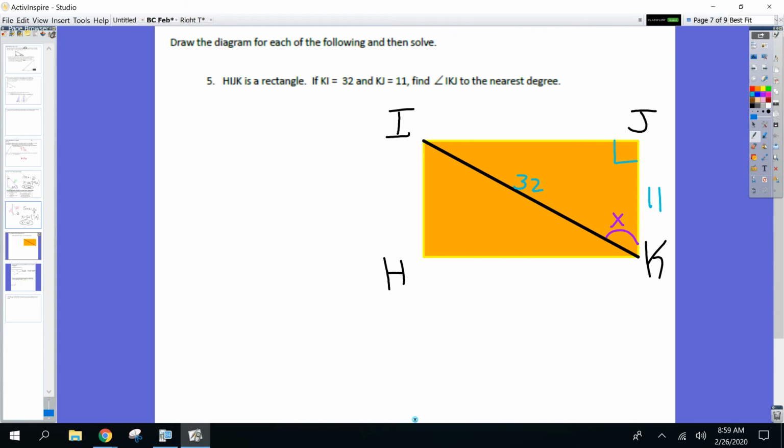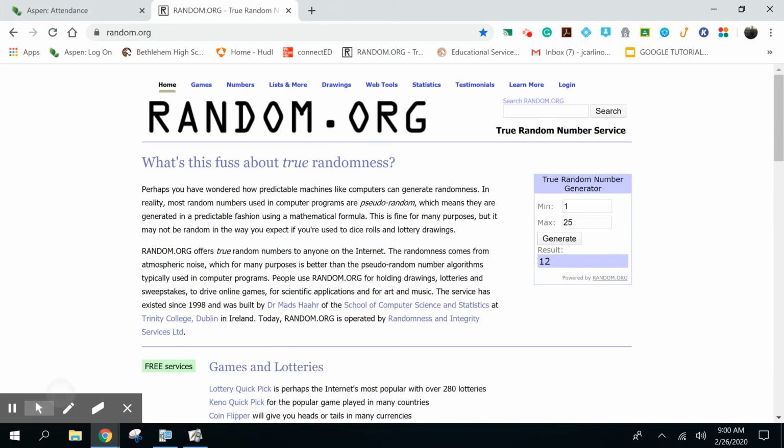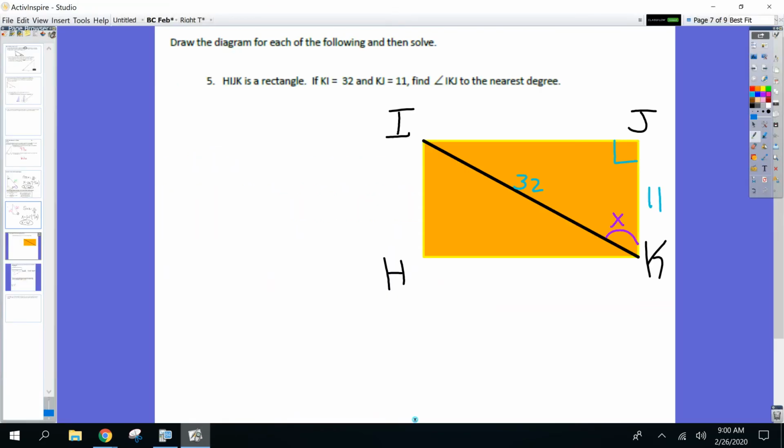Good. All right, so give me the sides. Opposite, adjacent, hypotenuse. What do you got for me? 11 is the adjacent. Thanks. How about the 32? Hypotenuse. Thanks, Natalie. Great job.